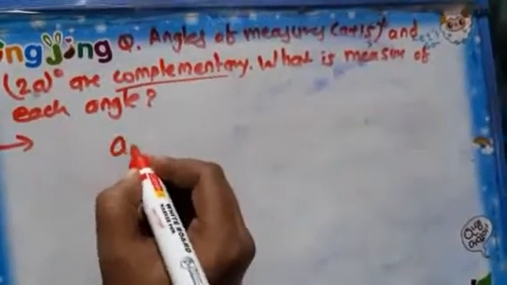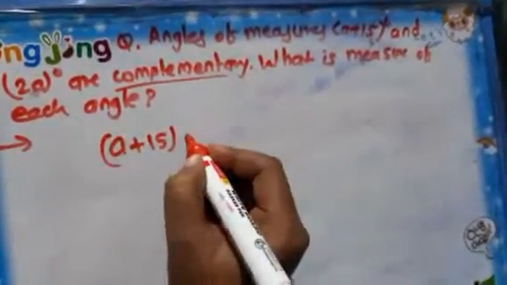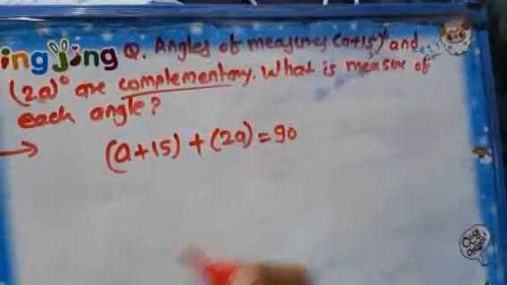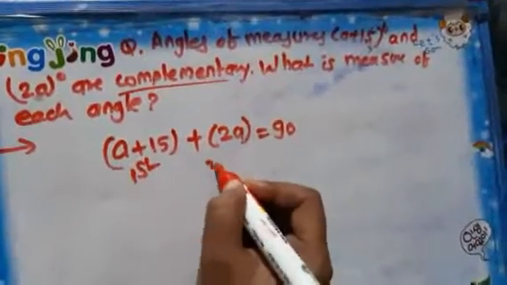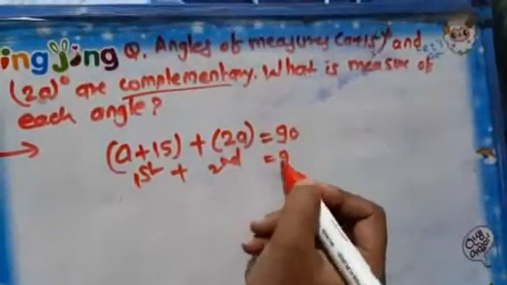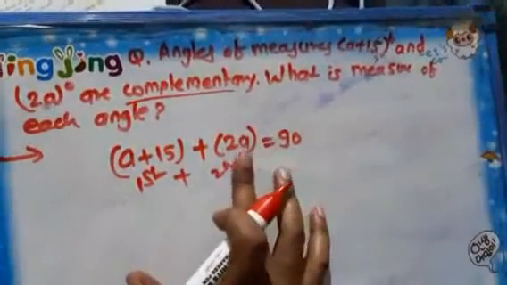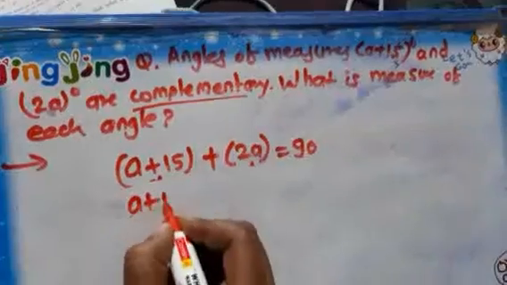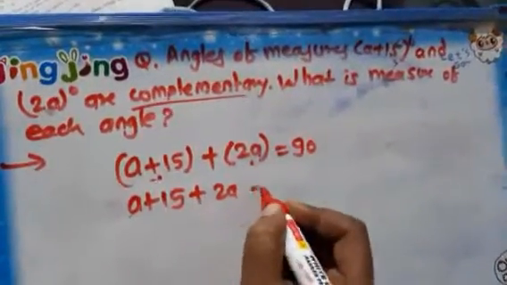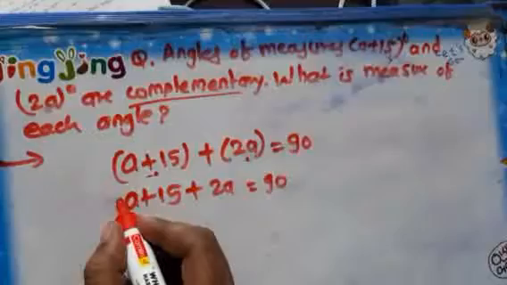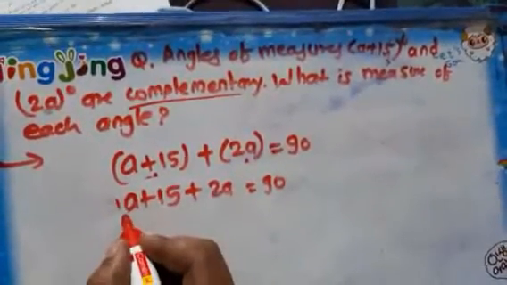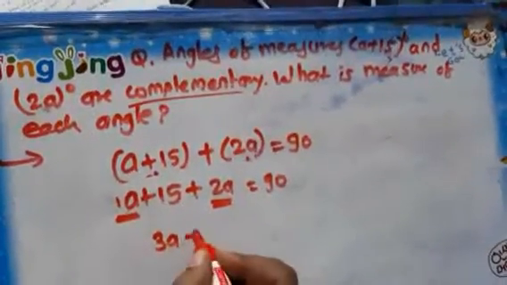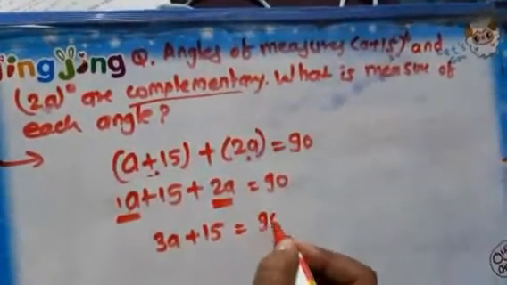So what will we write? a plus 15 is the first angle. Its addition with 2a will surely be 90 degrees, as this is the first angle and this is the second angle. Their addition will be 90 because they are complementary. Now simply we will remove these brackets. a plus 15 plus 2a is equal to 90. Now here nothing is there, means 1 is present. Similar quantities we can add. 1a plus 2a will be 3a, plus 15 is equal to 90.